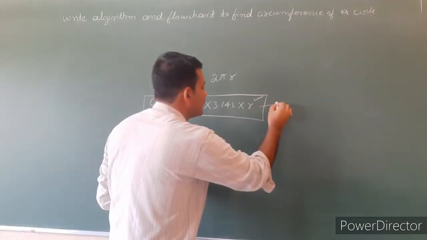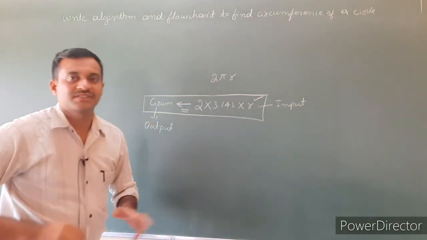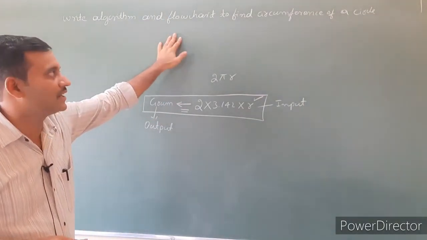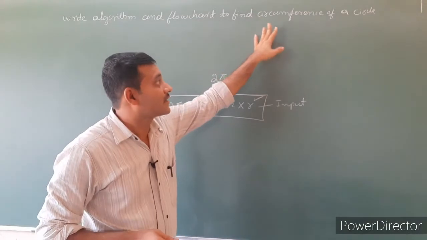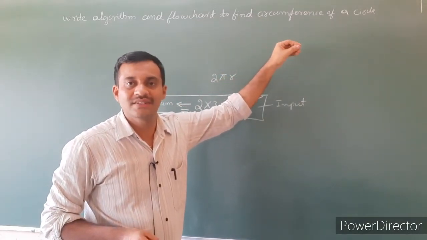Radius is an input. So we complete the analysis stage. First we read the definition. It is well defined. Here we calculate the circumference of a circle. So the problem definition is well defined and it is clear.